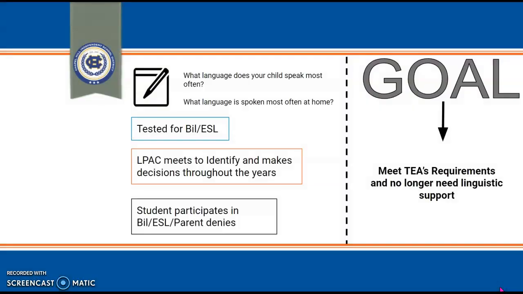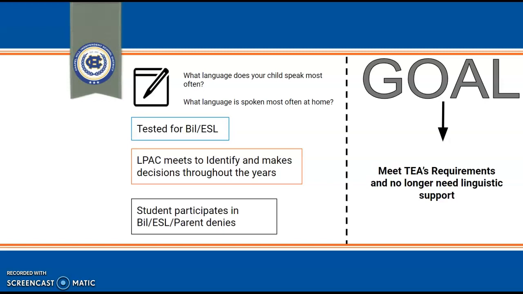Now, before we dive into the content, it's important for us to have an understanding of who our English learners are and how they got to be identified in such manner. Upon enrollment, parents complete a home language survey, and it has 2 important questions. What language does your child speak most often, and what language is spoken most often at home? Anytime that on either of those questions, there's another language that is not English.